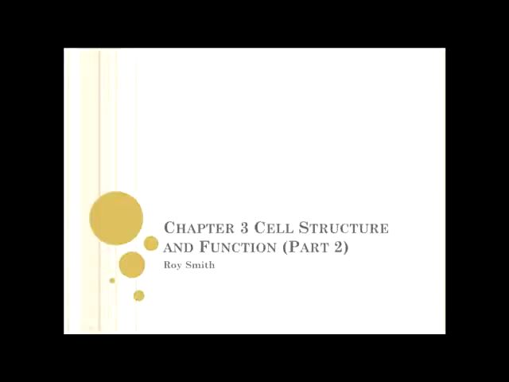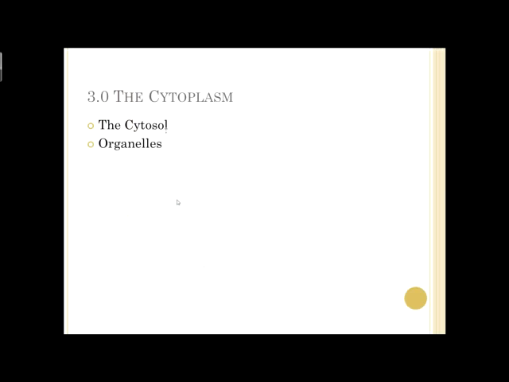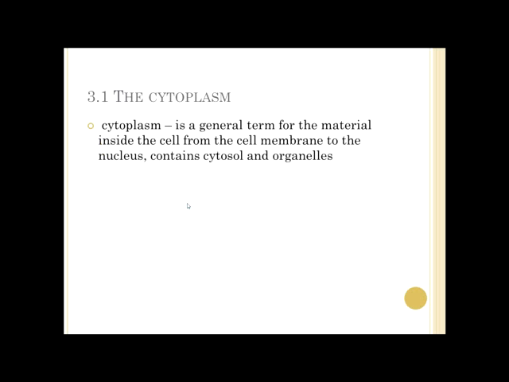And this is going to be Chapter 3, Cell Structure and Function, and this is going to be Part 2. And in this section we're going to be talking about the cytoplasm and the cytosol and the organelles. These are going to be the fluid inside the cell and the actual little parts that make up the cell's environment or allow it to do what its job is or its intended function.